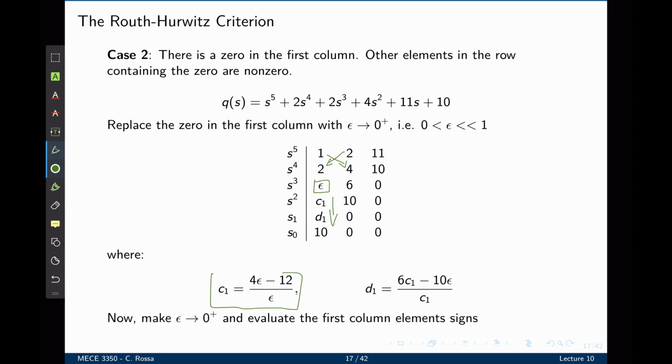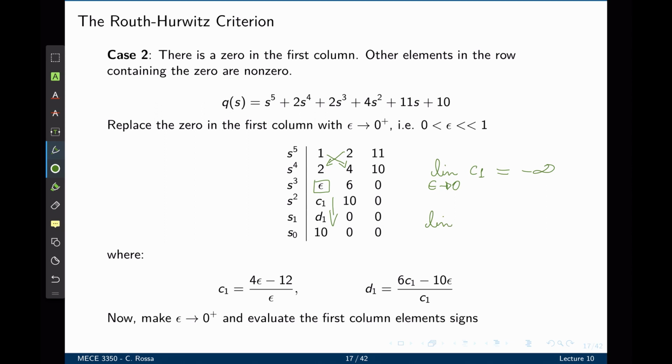C1 is given here, D1 is given here. We see that they are both functions of epsilon. Once the array is completed, now take the limit of everything that is a function of epsilon when epsilon tends to 0. The first one is C1. In C1, when epsilon tends to 0 from the positive side, this tends to 0, and the remaining here tends to negative infinity. The other element that is a function of epsilon is D1.